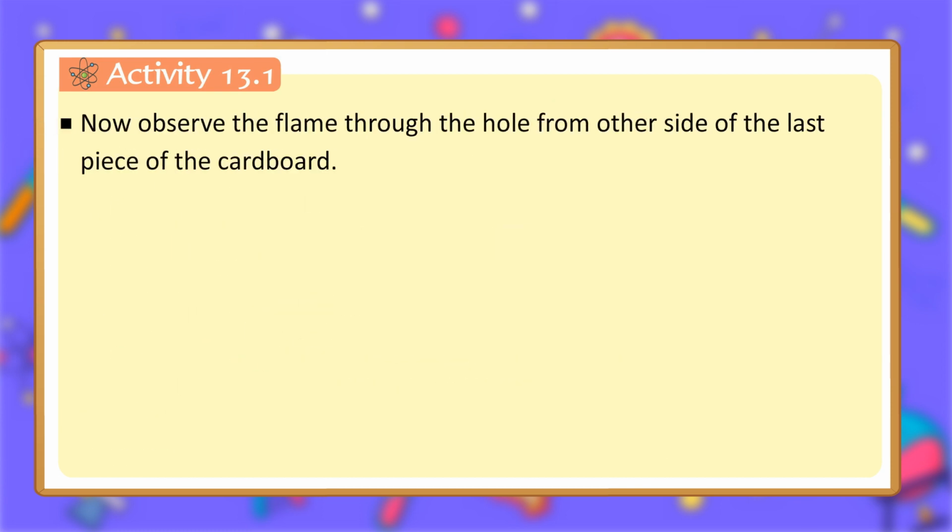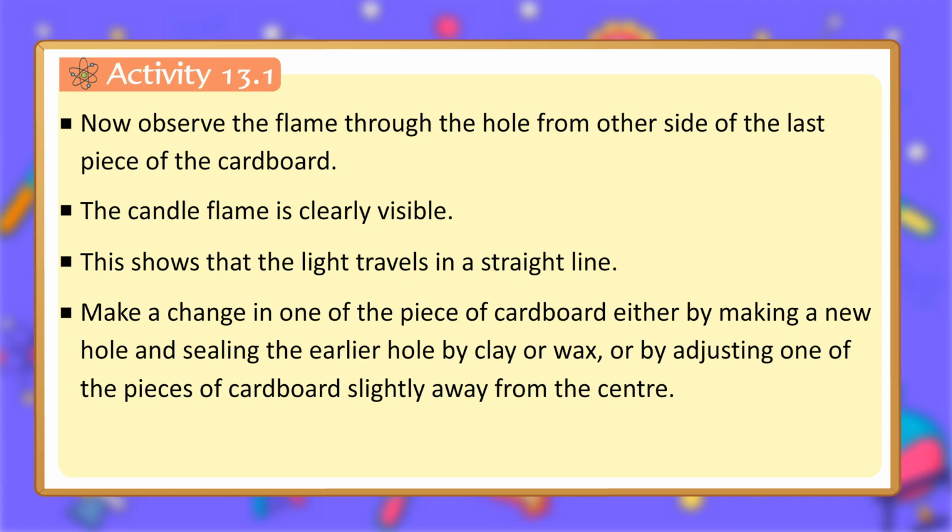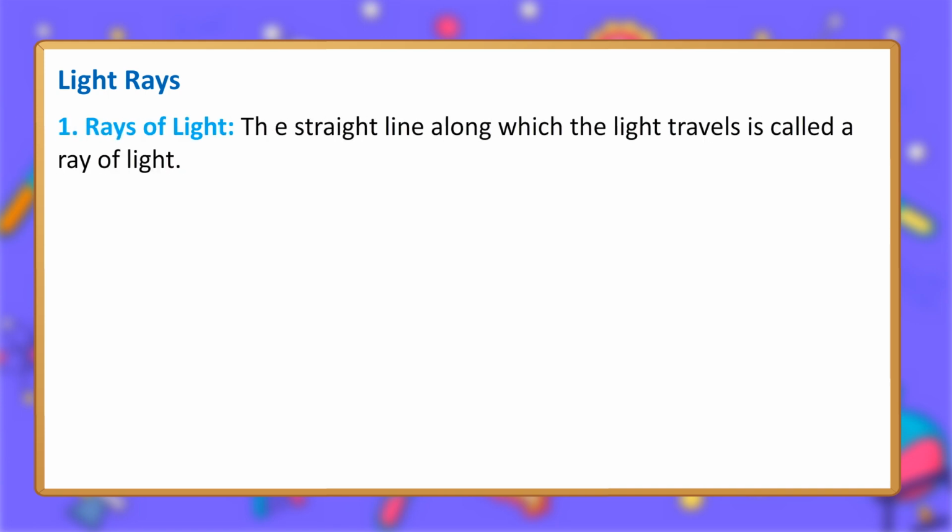Now observe the flame through the hole from the other side of the last piece of cardboard. The candle flame is clearly visible. This shows that the light travels in a straight line. Make a change in one of the pieces of cardboard, either by making a new hole and sealing the earlier hole with clay or wax, or by adjusting one of the pieces of cardboard slightly away from the center. Now repeat the process.